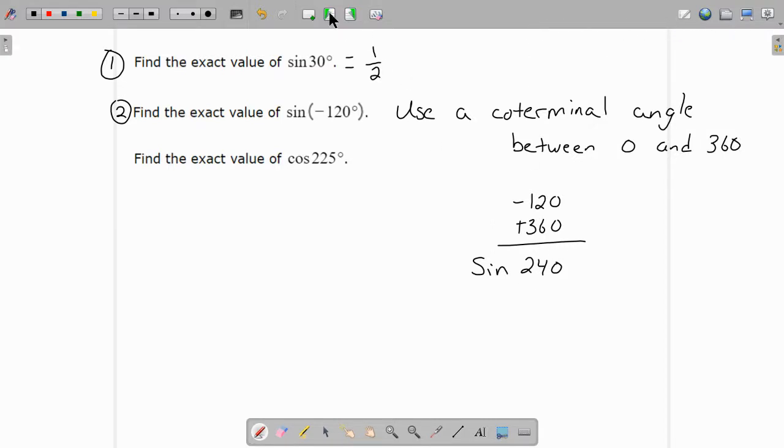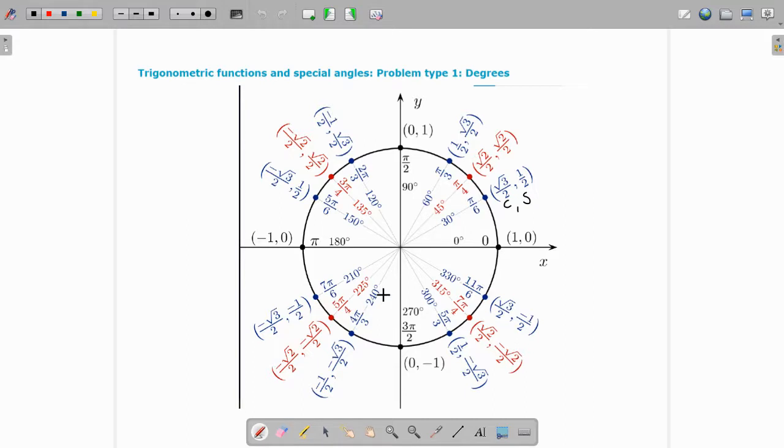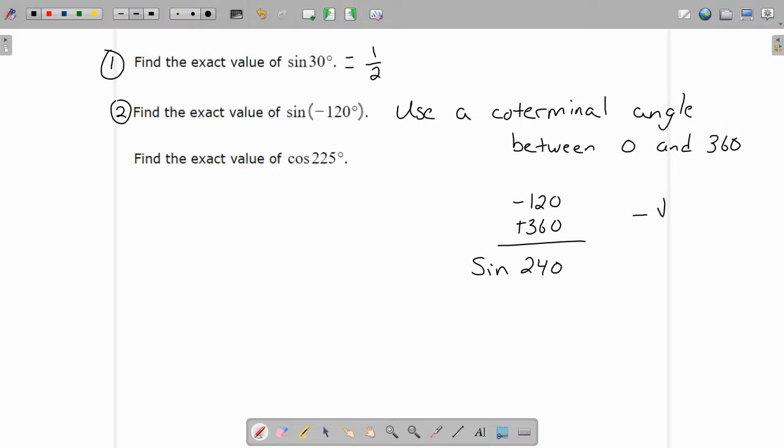Okay. So let's find sine of 240. So find 240. There it is. And sine is your second one. So negative radical 3 over 2. So negative radical 3 over 2 using our unit circle.